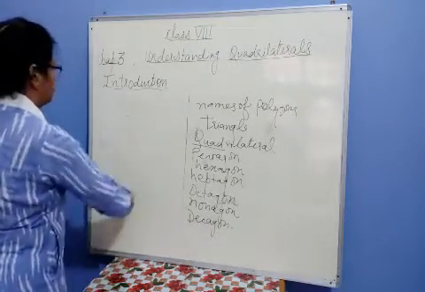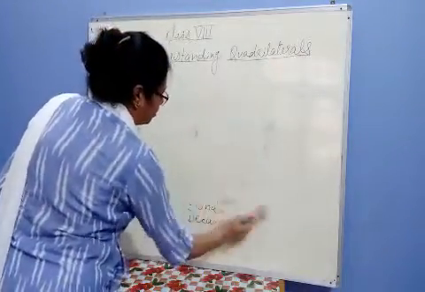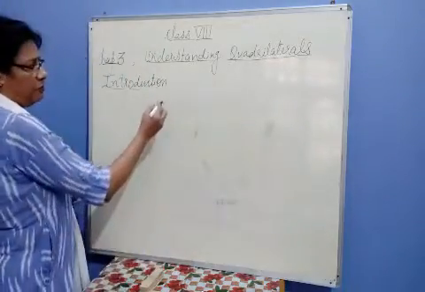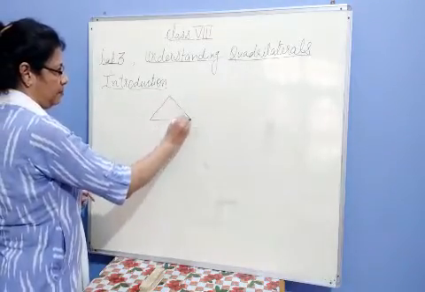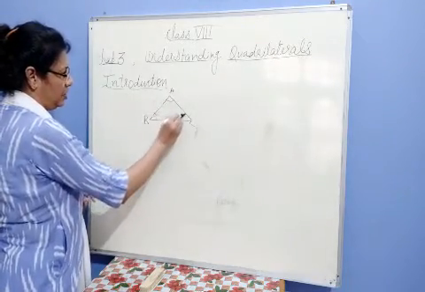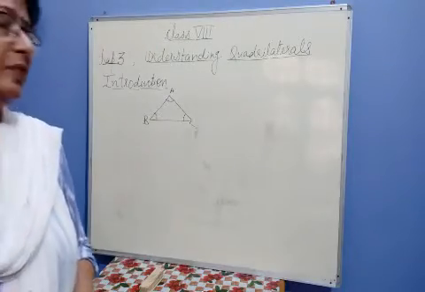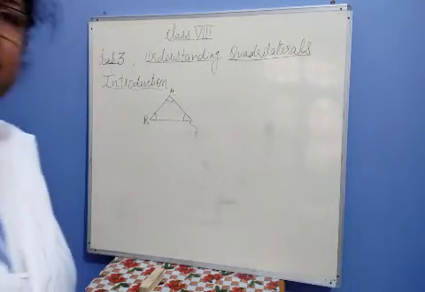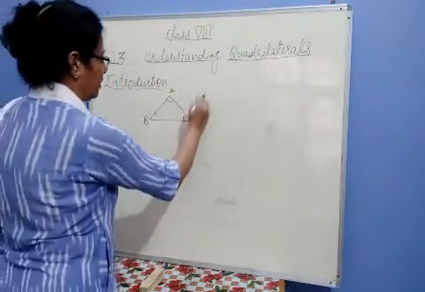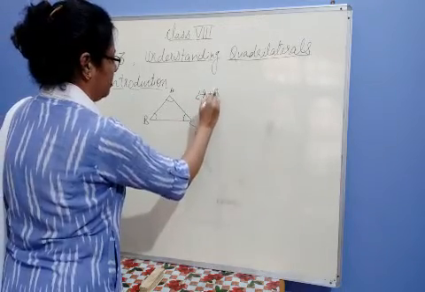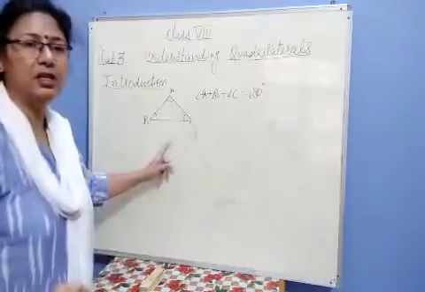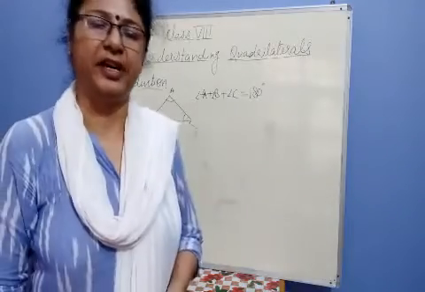Now I am coming to the very important property of polygons. It is the interior angle property. So for example, I take a triangle ABC. These angles are called interior angles of a triangle. Children, you have studied in class 6 and 7 that the sum of three angles of a triangle is 180 degrees. It means angle A plus angle B plus angle C is equal to 180 degrees. It is called the sum of interior angles of a triangle.